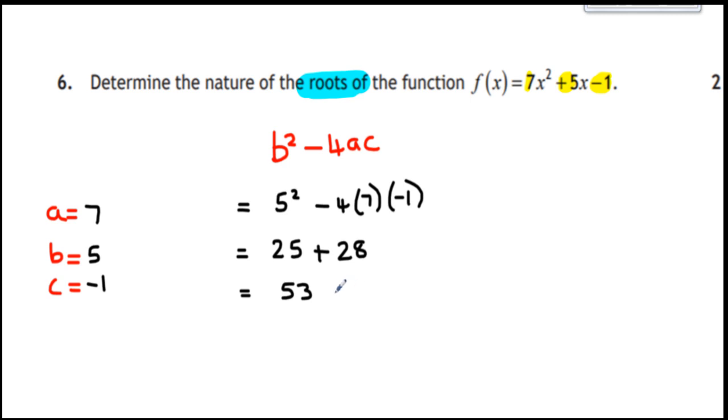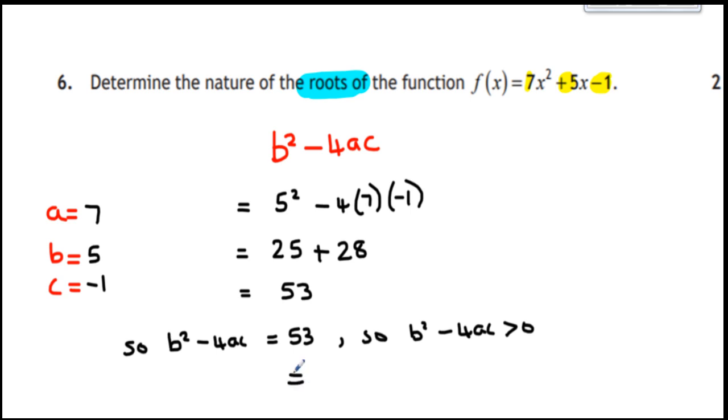Now, I have not answered this question. This question asked me to determine the nature of the roots. So you now must answer that question. So b squared minus 4ac is equal to 53. That means that b squared minus 4ac is greater than 0. And that means therefore, that's the wee symbol for therefore, there are two real distinct roots. Now, distinct just means different. They're different numbers. So two roots with different numbers. So there are two real distinct roots.